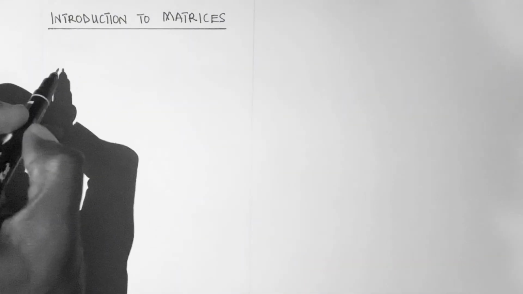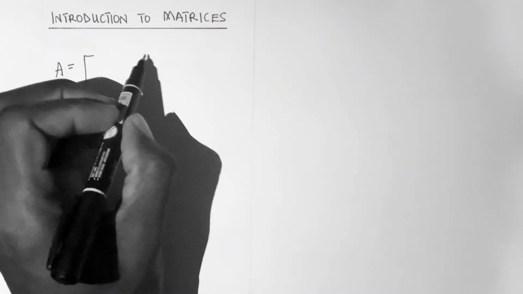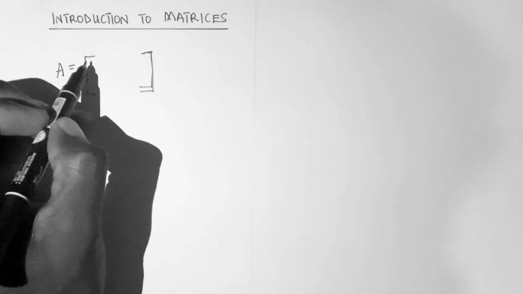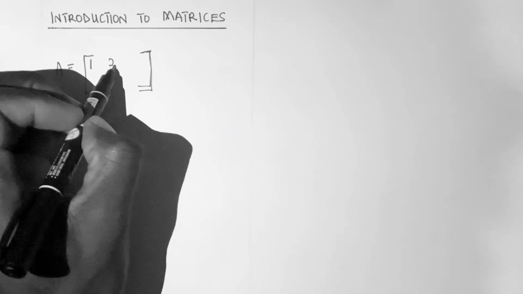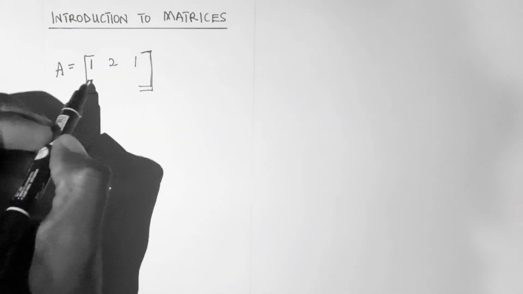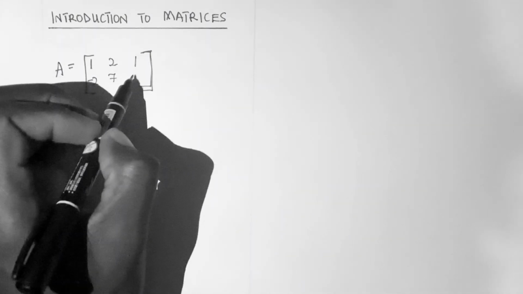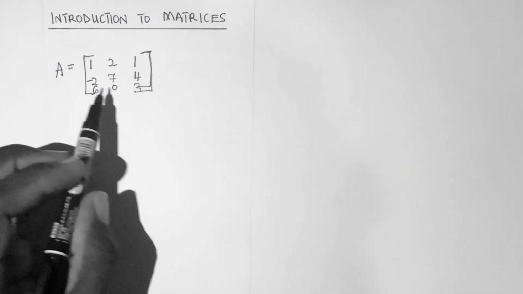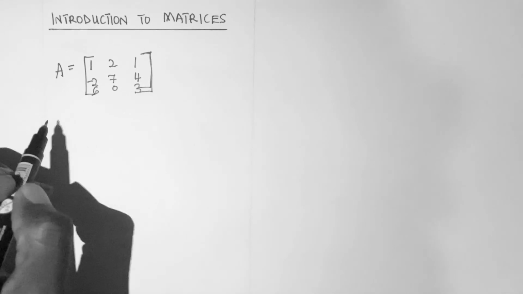In this video, we are going to talk about matrices. What are matrices? A matrix is an ordered array of numbers or functions. For example, let's consider A, and usually matrices are represented with curly brackets. So matrix A equals 1, 2, 1, then minus 2, 7, 4, and then 6, 0, 3. This ordered arrangement of numbers is a matrix.